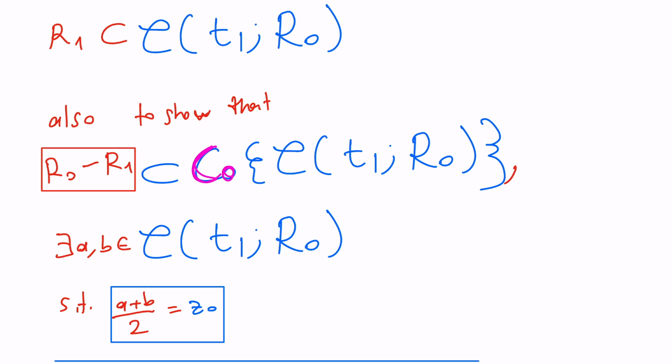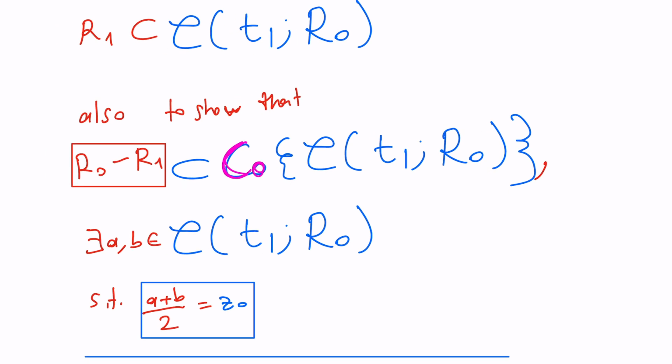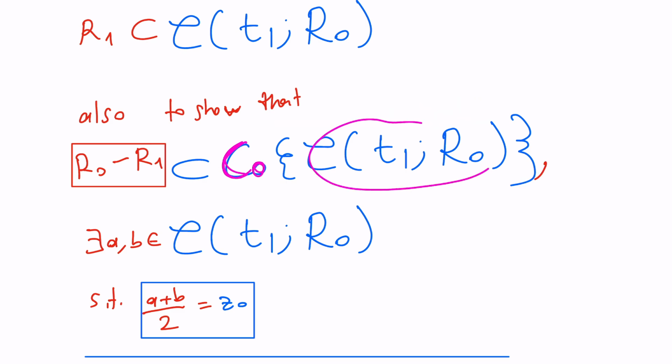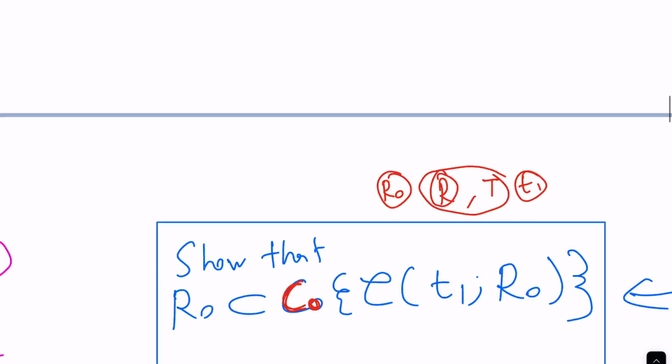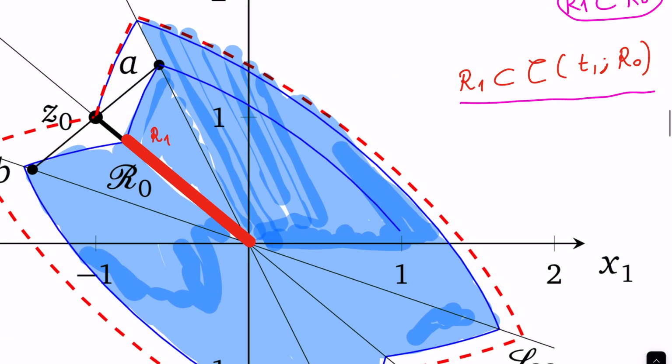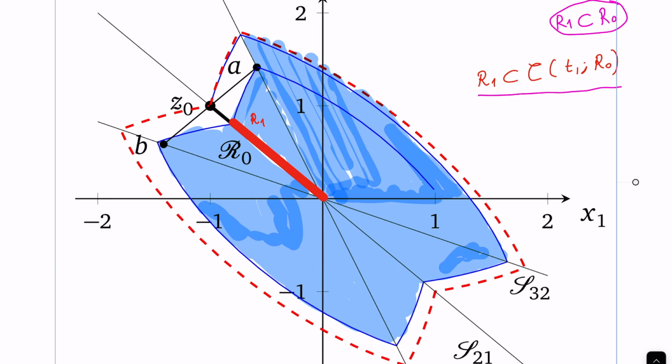Anyway, we have this set, and then we're taking the convex hull of it. What we were trying to show is that we have the set R0 minus R1, basically the rest of R0, and we want to show that this is included in the convex hull of this confined set, the blue region. Here, this blue region.